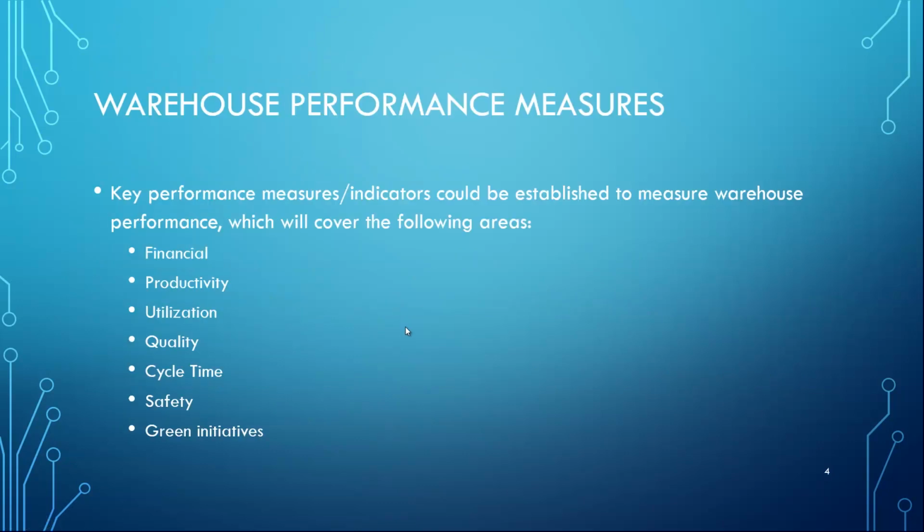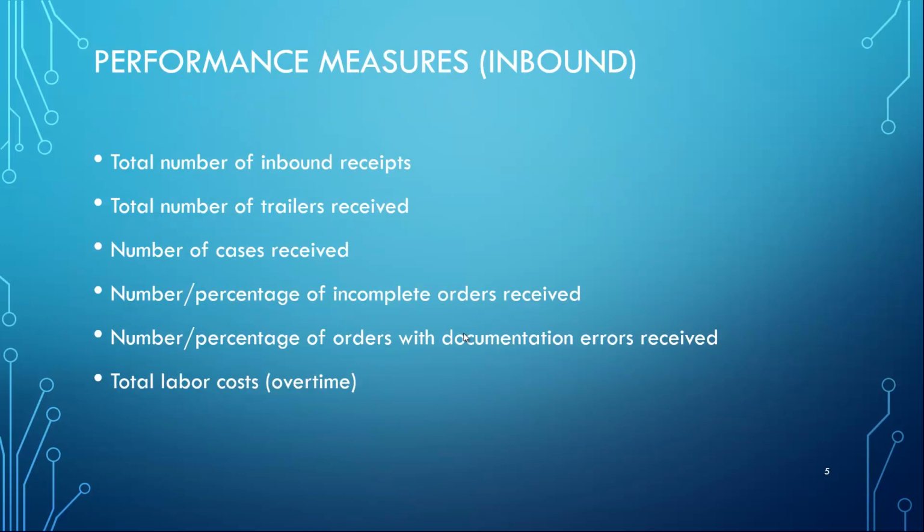Whether dealing with traditional warehouse operations or cross-dock operations, how does a company measure its performance? How do you know that your warehouse operations are performing well? Companies usually use key performance measures and indicators to measure the performance of warehouse operations. These measures cover many areas such as the operations financial, the productivity, the utilization, the quality, the cycle time, safety, and the green initiative of these operations. So we need to look at these areas of the operations.